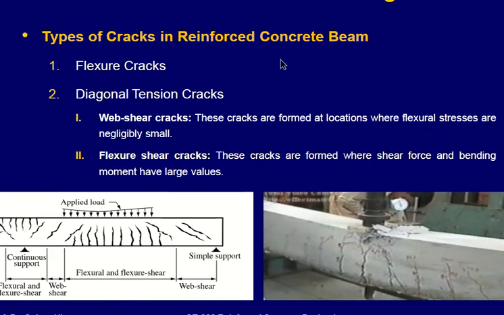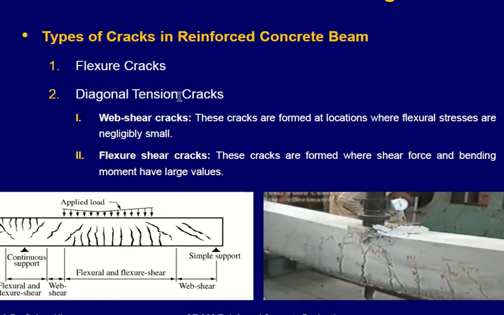now types of cracks in reinforced concrete beam. There are two types of cracks: flexural cracks, which are vertical. For example, look at these cracks. These are flexural cracks acting at the middle of the beam where there is a maximum positive bending moment. Okay. And the second one is diagonal tension cracks.